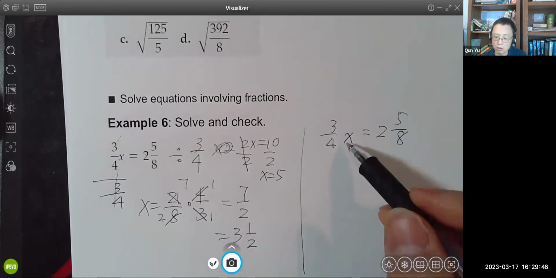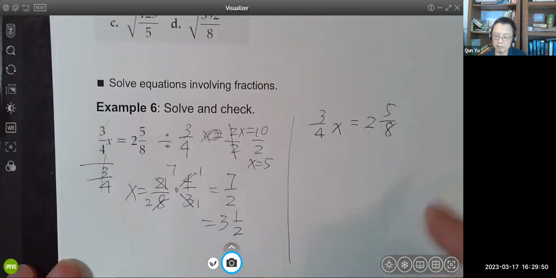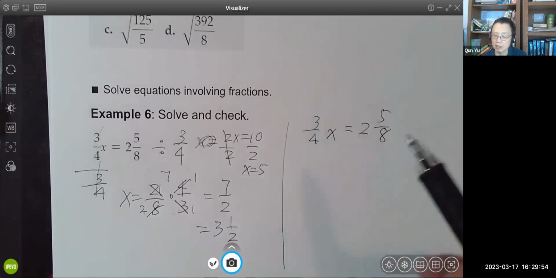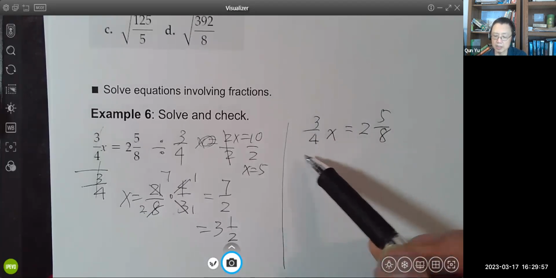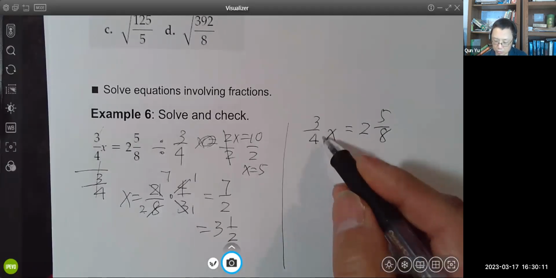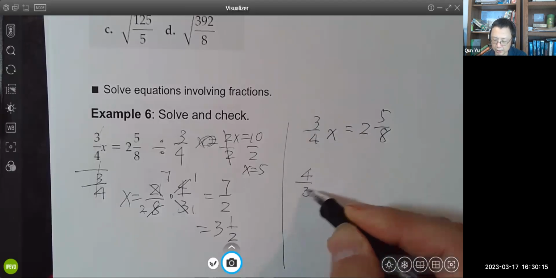Remember, no matter what we do, our goal is the same. We want to have this x by itself. We want this number to become 1. One way to make it 1 is to divide by itself, right? Now we have another way to do that. Remember, what is the definition of reciprocals? Two reciprocals multiplied together equal 1, right? So we can multiply by its reciprocal to make it 1. So that's 4 over 3.